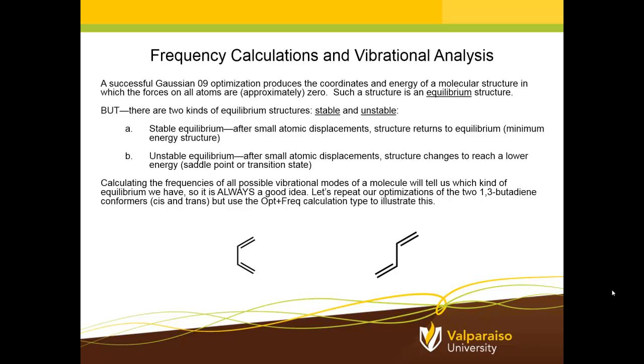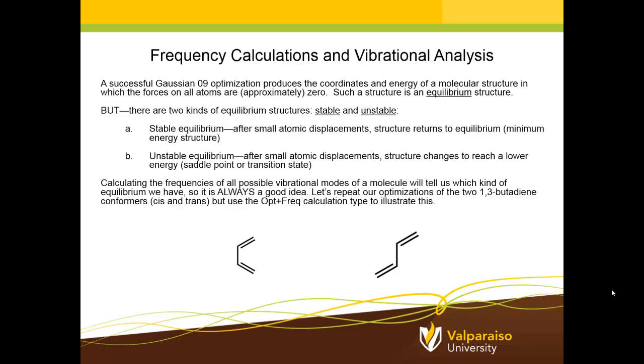Now, an unstable equilibrium is one where, after small atomic displacements are made, the structure changes to reach a lower energy structure. Here you can again think of the marble and the bowl, but flip the bowl upside down and put the marble on top of the bowl. You might be able to balance it there, but if you nudge it in one direction, it rolls downhill and falls off. These kinds of structures are referred to as saddle points in the potential energy, or chemists call these things transition states because they often represent these unstable structures that a molecule goes through when it's changing its conformation from one to another.